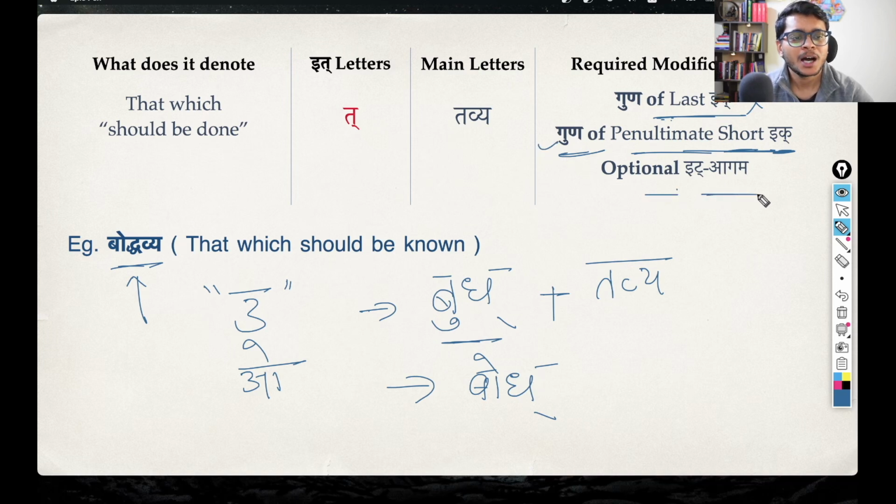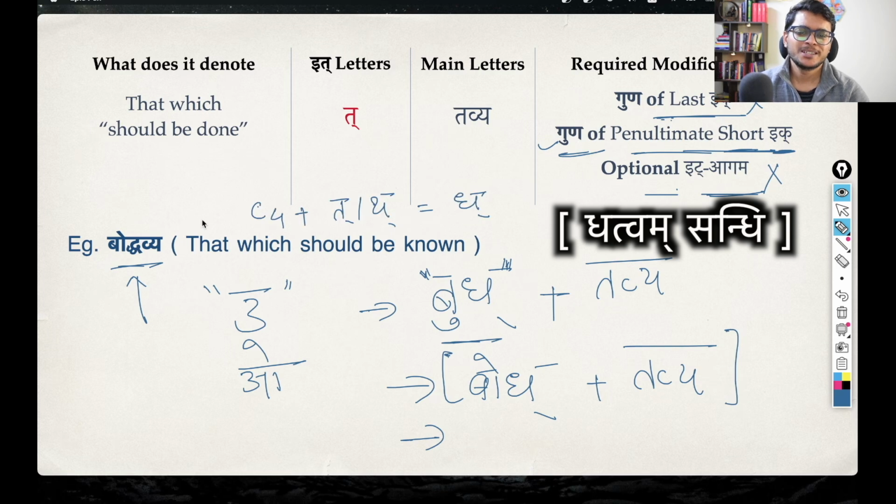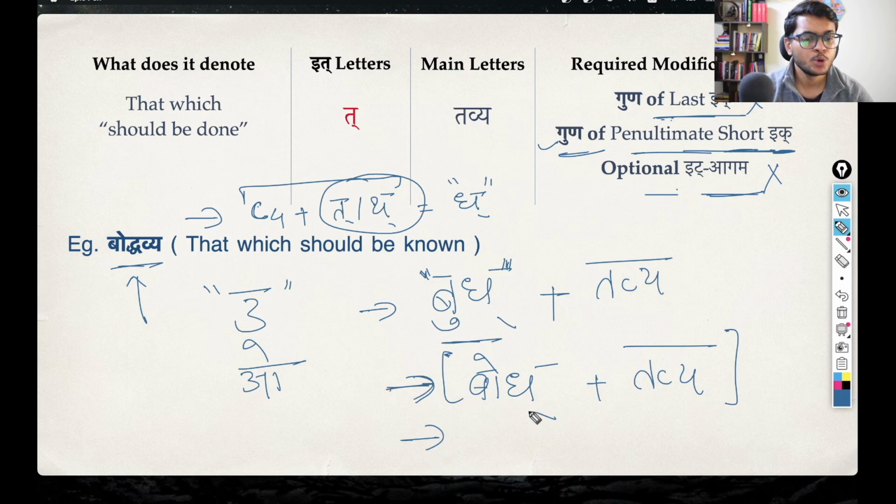And then optional it agama. So the buddha dhatu that I have used here is again an anit dhatu. So since it is an anit dhatu, this optional it agama is not possible. So now we are just going to combine this bodh with the tavya. Okay, and we'll check if any sandhi is possible. And here a dhatvam sandhi is possible. So basically there's a dhatvam sandhi that says that if after a fourth vargiya consonant you have a takara or a thakara, then this ta or tha changes into this dha. That is why the sandhi is called dhatvam sandhi. And here in our example, we have bodha, this dha.